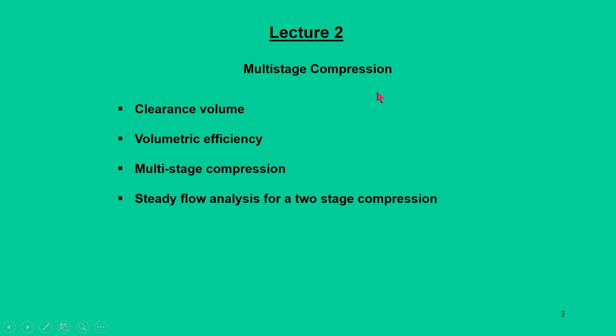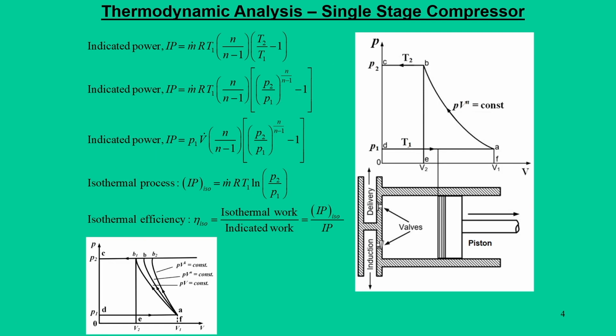modeling. Now, under this multi-stage compression, before you go for the multi-stage compression mode, we also have to know certain basic concepts for the compressor, what we call clearance volume and volumetric efficiency. These two things are very much required when you deal with the multi compression mode, maybe involving a number of stages. Then we will see the modeling for multi-stage compressions, and finally, I will end this topic with a thermodynamic steady state analysis for a two-stage compression.